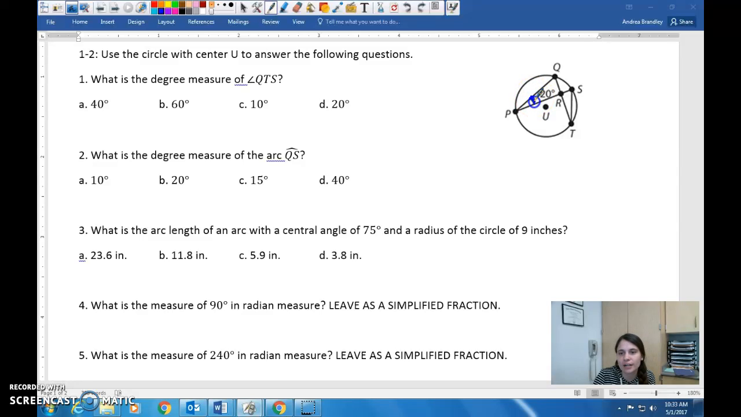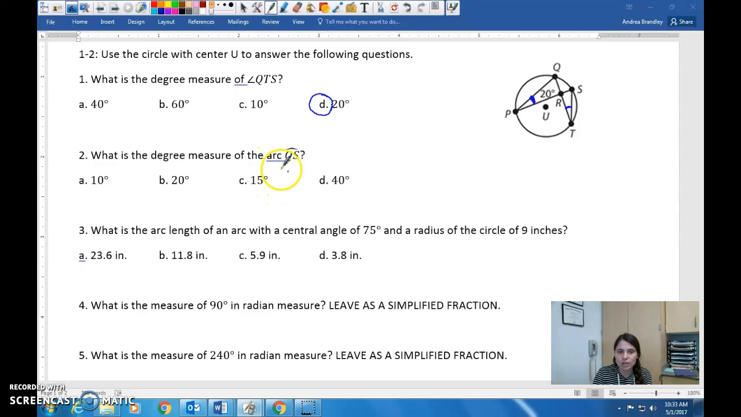This angle right here, it tells us is 20 degrees. And using that information, it wants us to answer 1 and 2. So the first question is, what is the measure of angle QTS? So if I look here, I have QTS is this angle right here. So if this is 20 degrees and it comes from points Q and S, and this one comes from points Q and S, well then these two angles have to be the same.